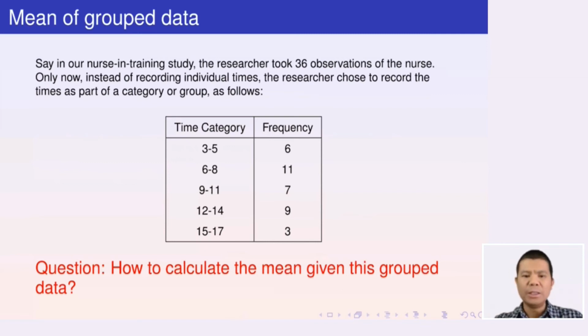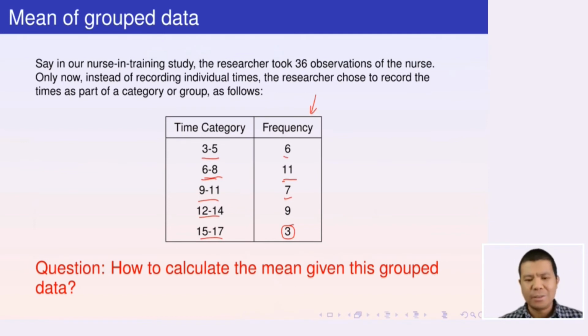It's a grouped data, right? So we know that this is a frequency distribution table. We only know that these are the categories and the corresponding frequencies. We only know that there are 6 among the first category, 11 of them are within the second category, 7 in the third, 9 in the fourth, and finally, there are 3 data within the range 15 to 17.